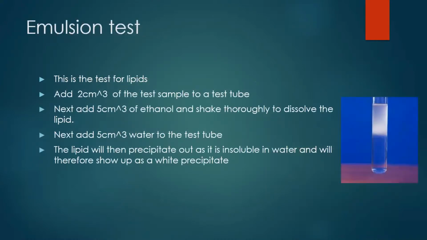To test for lipids, we do something known as the emulsion test, whereby we add 2 centimeters cubed of the test sample to a test tube, followed by 5 centimeters cubed of ethanol, which we shake thoroughly to dissolve the lipid within the ethanol. Next, we would add 5 centimeters cubed of water to the test tube. The lipid will then precipitate out, as it is insoluble in water, and therefore will show up as a white precipitate, which indicates the presence of a lipid.